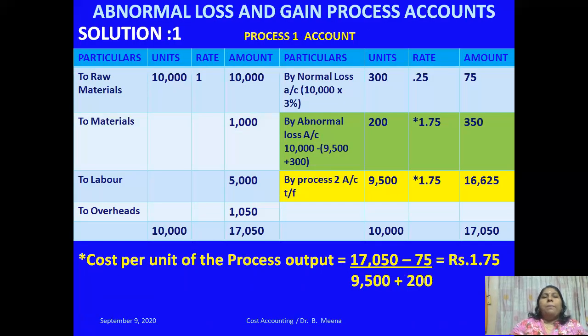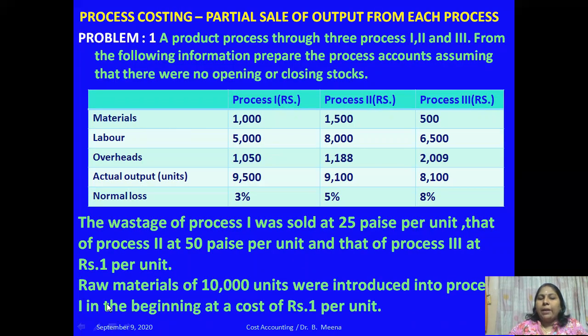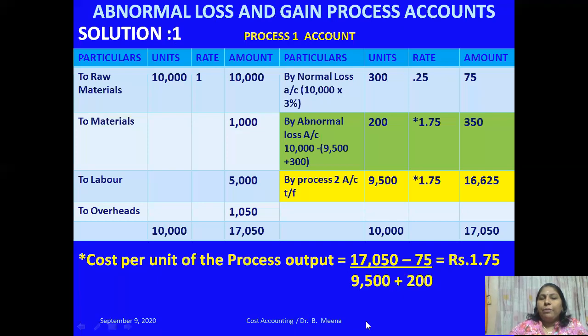Now I started preparing the process 1 account. I have a debit side and credit side with the columns particulars, units, and amount. On the debit side, I debit all the expenses. I start off the process 1 account with the input which is given in the last line of the paragraph: raw materials 10,000 units were introduced into process 1 in the beginning at a cost of 1 per unit. I made use of this information to introduce the raw materials in process 1. This is the input, 10,000 units at the rate of 1 rupee, so the amount is 10,000 rupees.